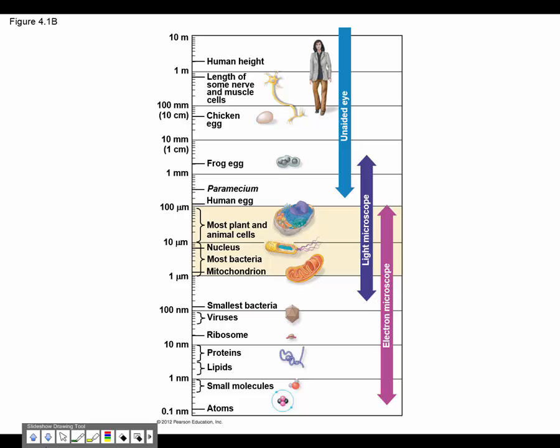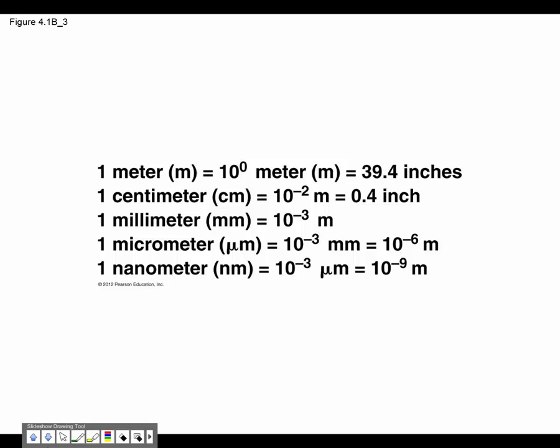So here are some things we can see. With the unaided eye, we can see some squid neurons, chicken eggs, frog eggs. We could probably see a paramecium, but that's about as small as we can get. With the light microscope, we can look at that frog egg, and we can look at plant and animal cells, and even see some mitochondria. With an electron microscope, we can see viruses, ribosomes, proteins, and we're getting to the point where we can actually now see atoms themselves, and that is massively incredible.